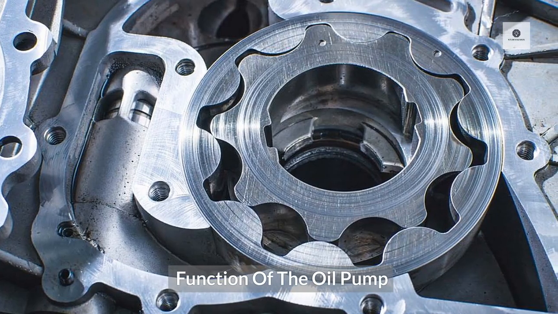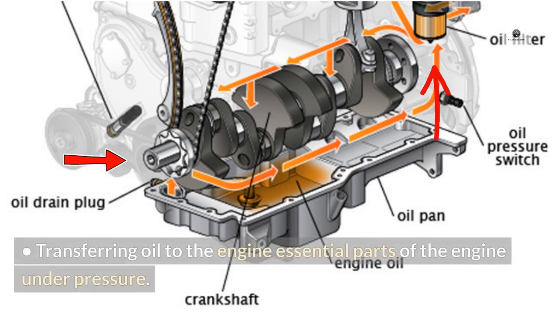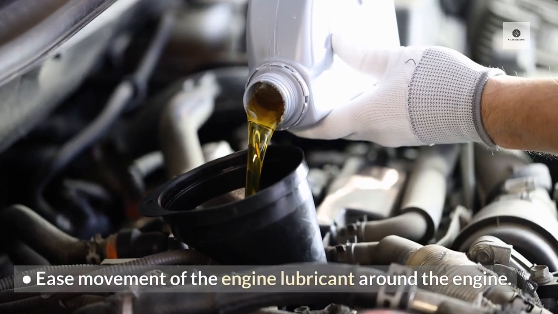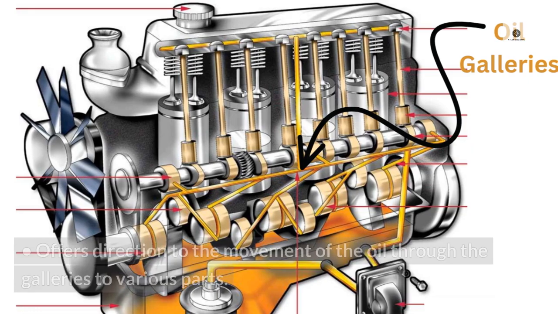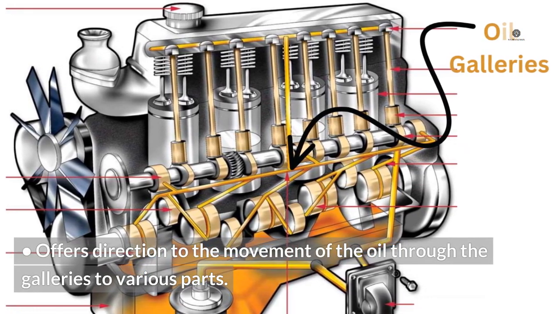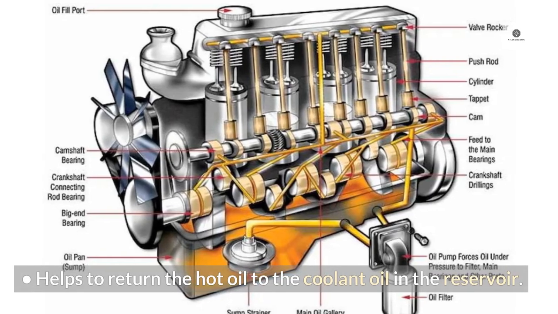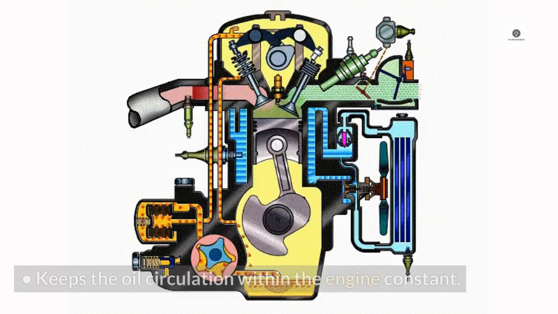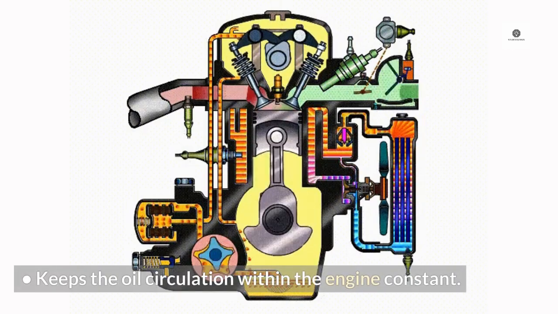Function of the oil pump. Transferring oil to the engine, essential parts of the engine under pressure. Ease movement of the engine lubricant around the engine. Offers direction to the movement of the oil through the galleries to various parts. Helps to return the hot oil to the coolant oil in the reservoir. Keeps the oil circulation within the engine constant.